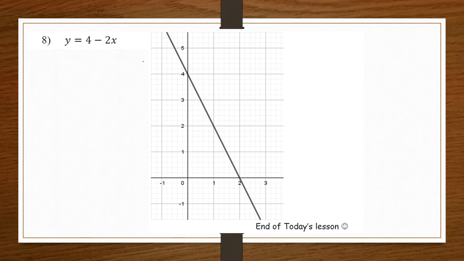Question 8, last question. Pause and play again. 4 tells us that it crosses here. And the minus 2 tells us that we go across 1 and down 2. And we draw a line between the points. Put the arrows in, put the x-axis in, put the y-axis in, and we're done.